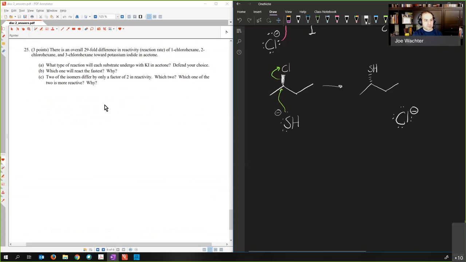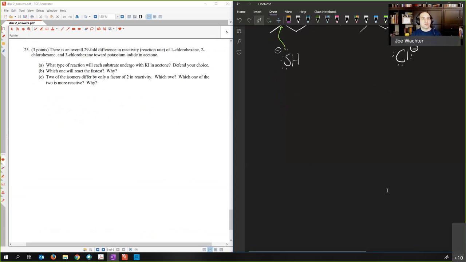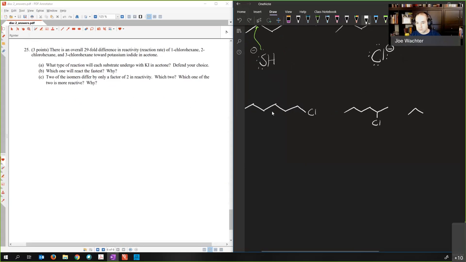And then the last one here, there is an overall 29-fold difference in reactivity or reaction rate of 1-chlorohexane, 2-chlorohexane, and 3-chlorohexane toward potassium iodide and acetone. So what is going on here? All right, so let's draw these. 1-chlorohexane, 2-chlorohexane, 3-chlorohexane.